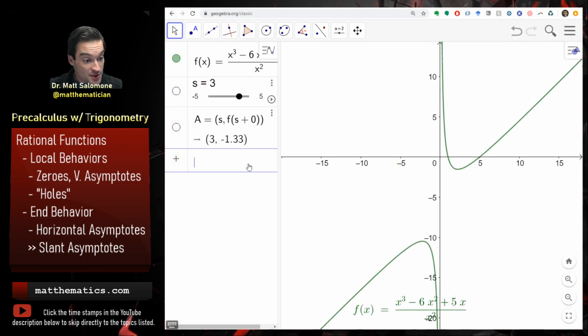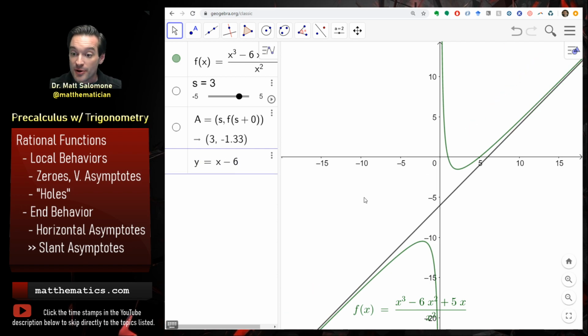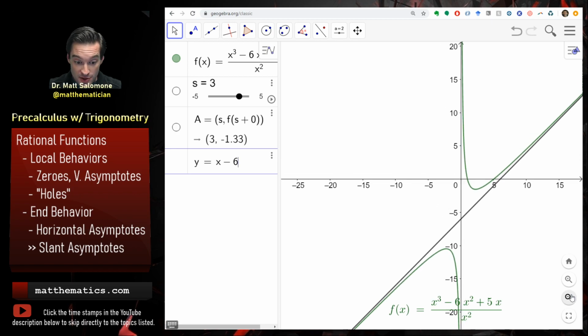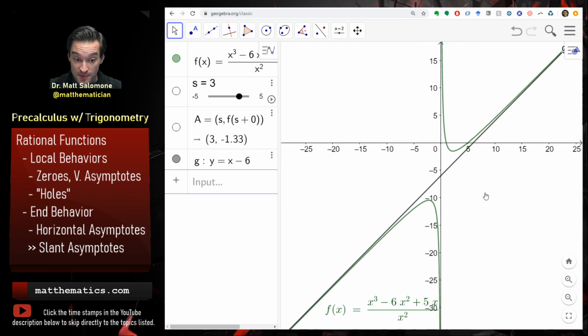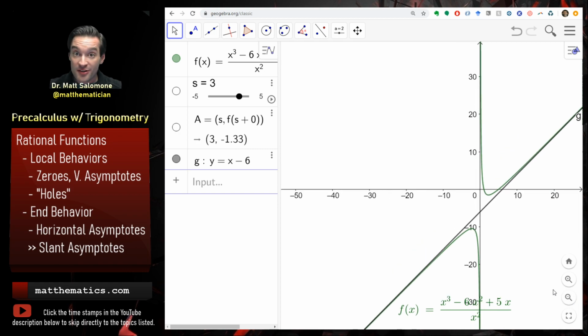Here's the graph of my function. What's going to happen if I also graph y equals x plus 6? No, sorry, x minus 6. Sure enough, y equals x minus 6 is exactly the diagonal line to which my rational function approaches as x goes out to plus or minus infinity. And so that's what we call the slant asymptote of this function.